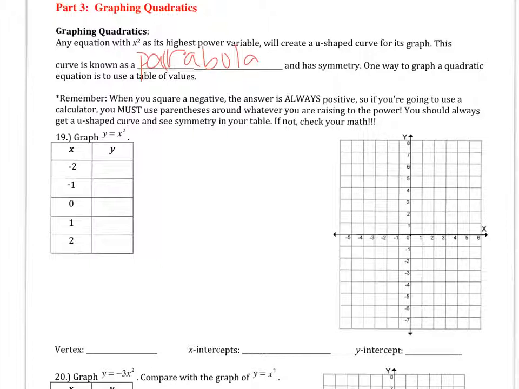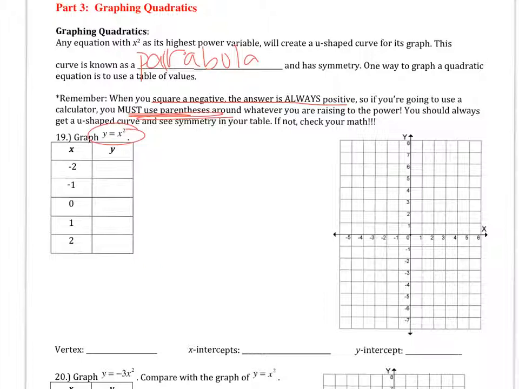You can use your calculator, but we're going to graph it by hand. Make sure that when you square a negative, the answer is always a positive. So if you don't put parentheses around that in your calculator, it will give you the wrong answer. So just be careful. We are going to plug in some points into our equation y equals x squared, which is a quadratic, which is a parabola.